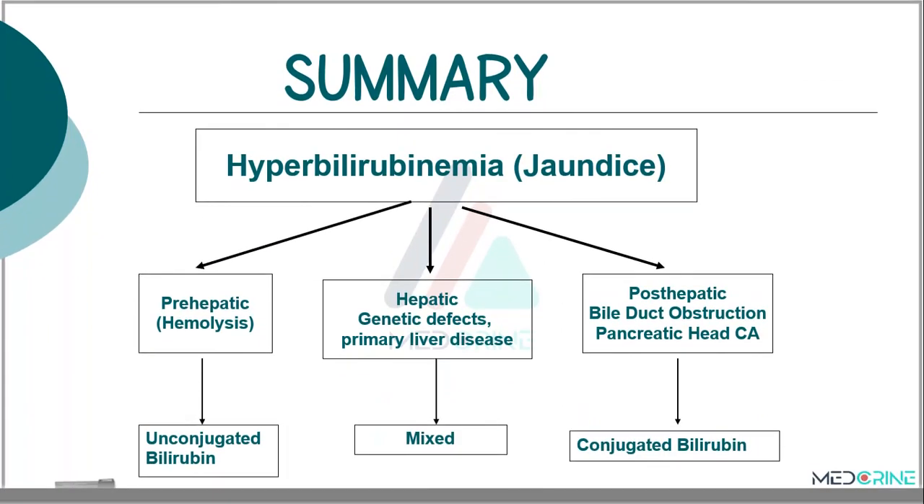And in summary, hyperbilirubinemia or jaundice can be either prehepatic, hepatic, or posthepatic. Prehepatic jaundice results from hemolysis, and this one will be characterized by a presence of unconjugated bilirubin. In hepatic jaundice, we have either genetic defects or primarily liver disease that is responsible for the same, and it will be characterized by presence of both unconjugated and conjugated bilirubin. And lastly, in posthepatic jaundice, which results from biliary tract, bile duct obstruction, or biliary tree obstruction, or pancreatic head cancer, there will be conjugated bilirubin in the bloodstream.